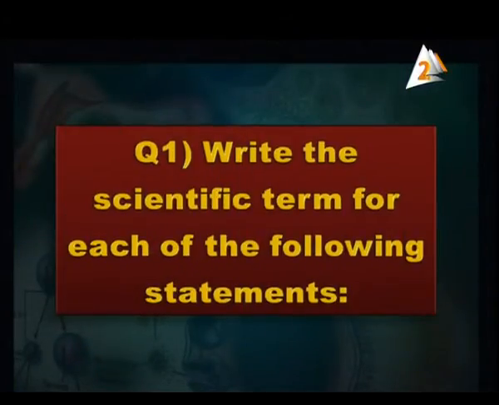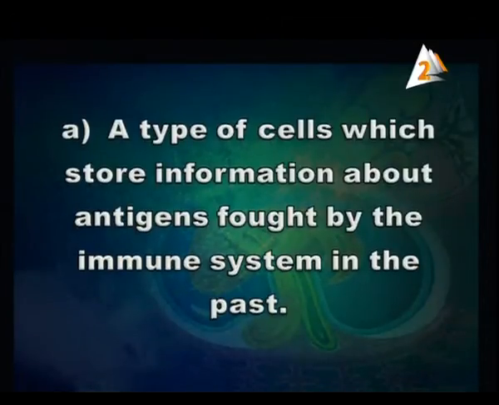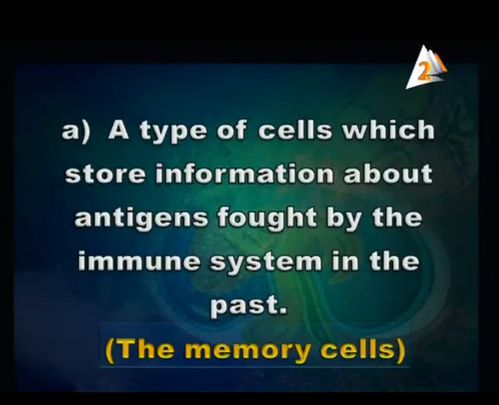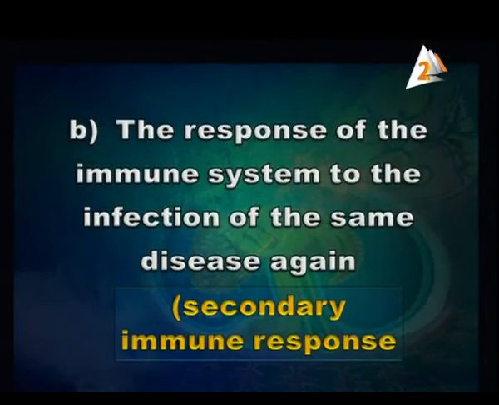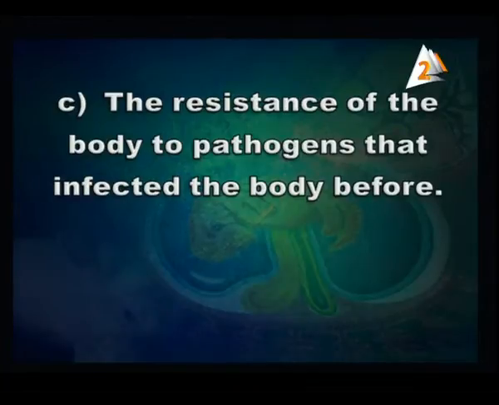First question. Write the scientific term for each of the following statements. A type of cells which store information about antigen fought or killed by the immune system in the past. Yes, it is the memory cells. Another scientific term: the response of the immune system to the infection of the same disease again. Secondary immune response. Very good. The resistance of the body to pathogens that infected the body before.